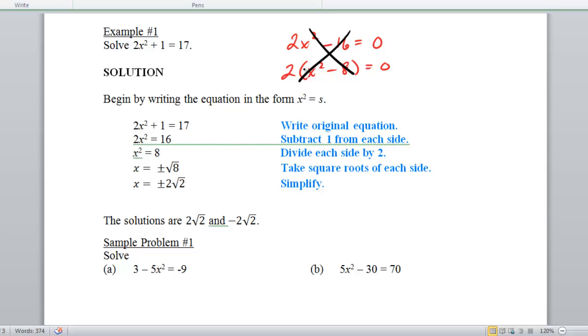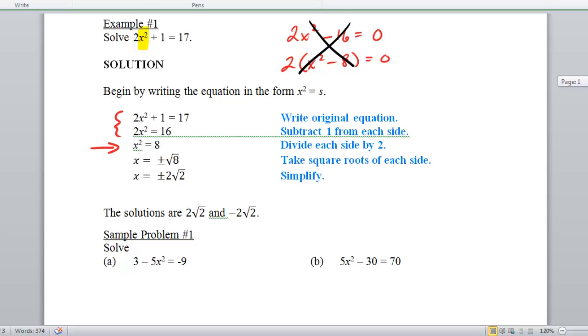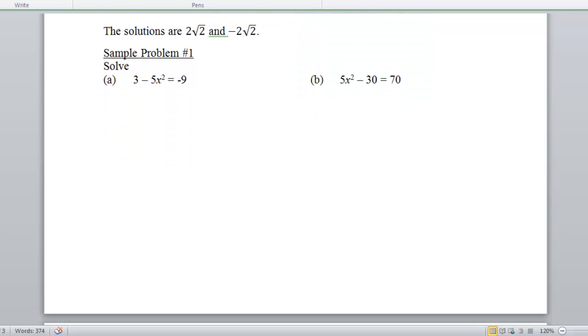So what we're going to choose to do, however, is to isolate the squared term. And if we isolate the squared term, we can then use our square roots to help us solve for the x values. You can see here that we isolate the x squared term the same way that we would isolate x. Once we have the x squared term, we can just simply take the square root of both sides and simplify the radical, and that would give us our final answer. So what I'd like you to do at this point is take this example problem and use it as a guide, and to work sample problem number 1, part A and B.